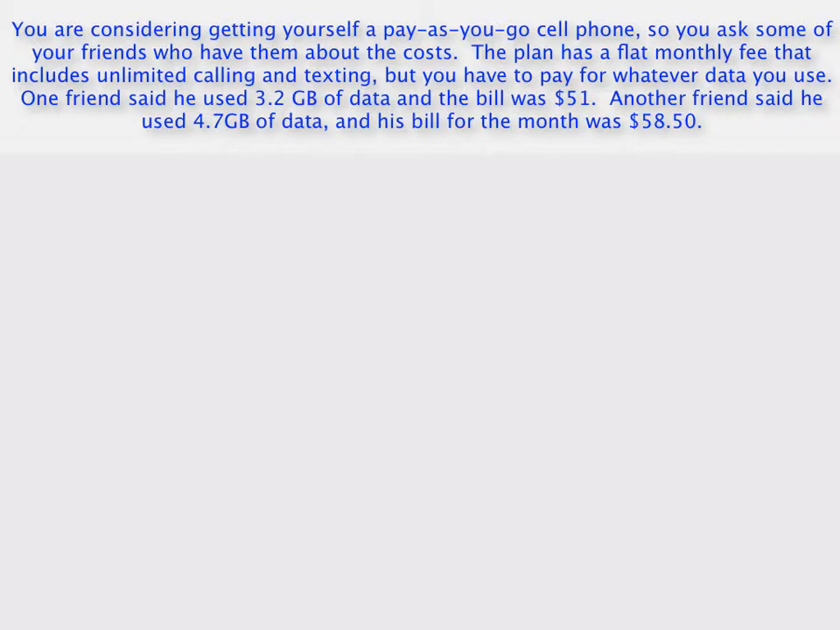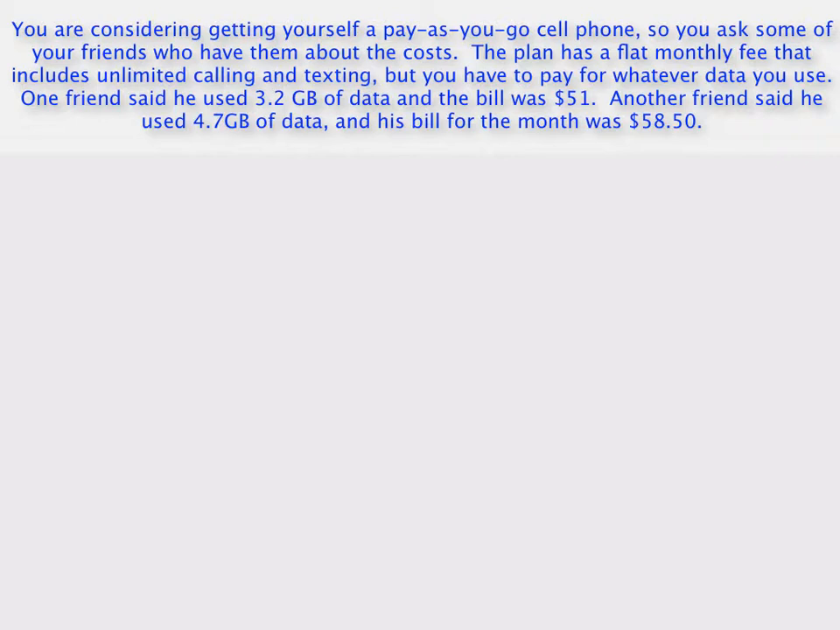You're considering getting yourself a pay-as-you-go cell phone, so you ask some of your friends who have them about the costs. The plan has a flat monthly fee that includes unlimited calling and texting, but you have to pay for whatever data you use. One friend said that she used 3.2 gigabytes of data, and her bill for the month was $51. Another friend said he used 4.7 gigs of data, and his bill for the month was $58.50.